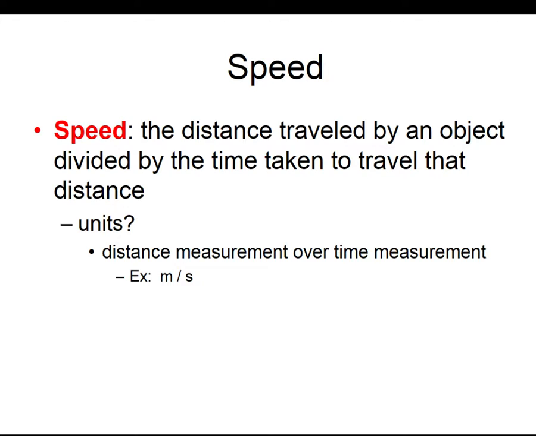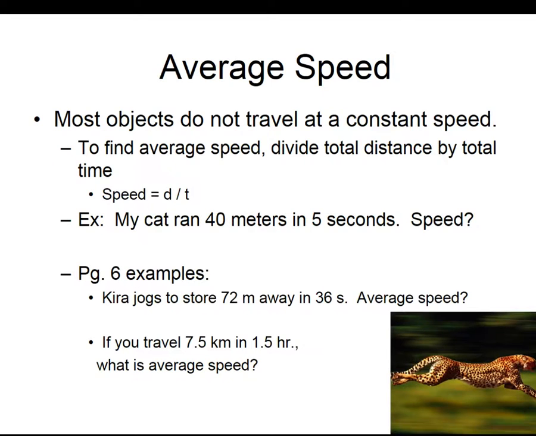Or maybe it'll be kilometers per hour or something similar to that. It's just going to be a distance measurement over a time measurement. It's pretty easy. So let's do a couple examples. What we're going to calculate is average speed. And I'll show you an example on the next slide. There's going to be a graph that I'll explain, kind of the difference between average and instantaneous. But we're going to be talking about average speed.